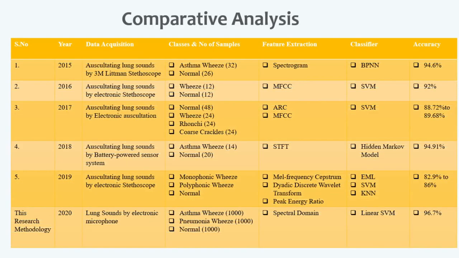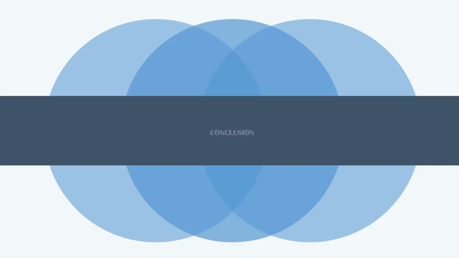Now, if we compare our research work with the previous ones, they collected data by auscultating lung sound by either a 3M Littmann stethoscope, an electronic stethoscope, or a battery powered sensor system from the back of a patient, while I used an electronic microphone with a 44.1 kHz sampling rate, 8 bits per sample, and a single channel, by placing it near the nostrils to record the breathing sound and save it in .wav format. Also, our proposed methodology achieved higher accuracy among them all, that is 96.7%. Conclusion.